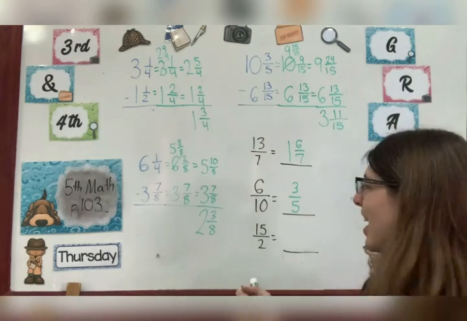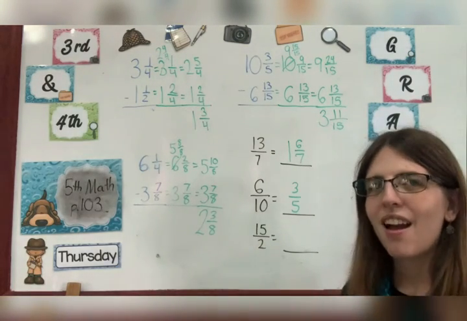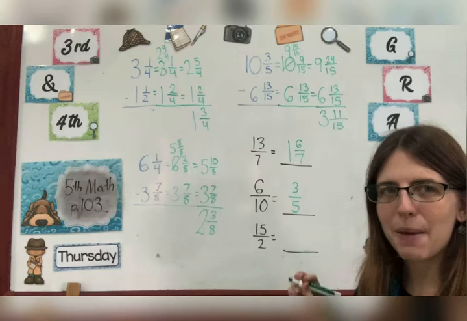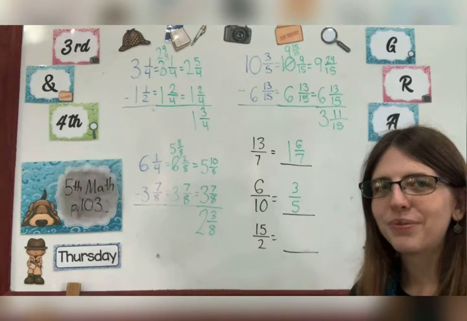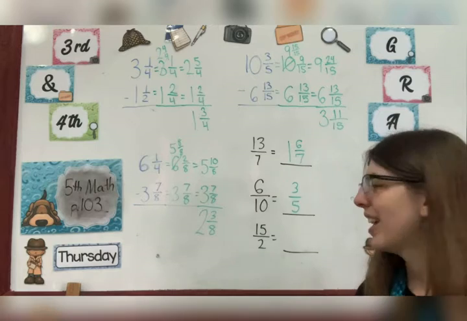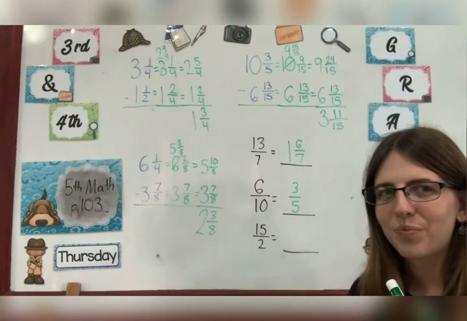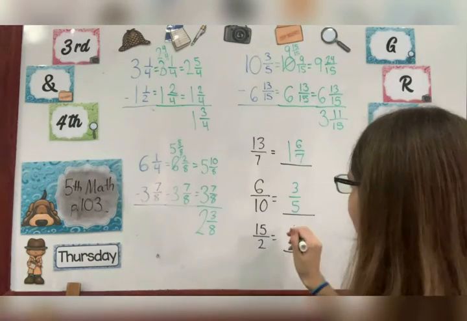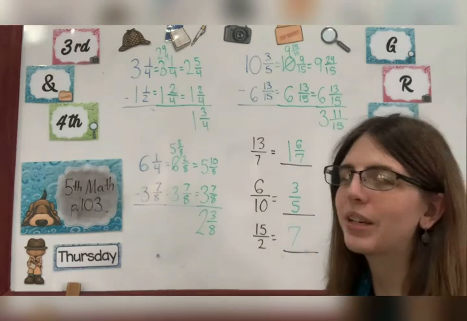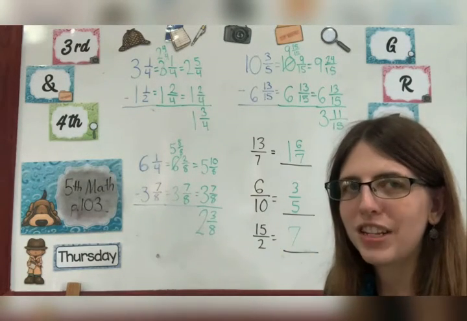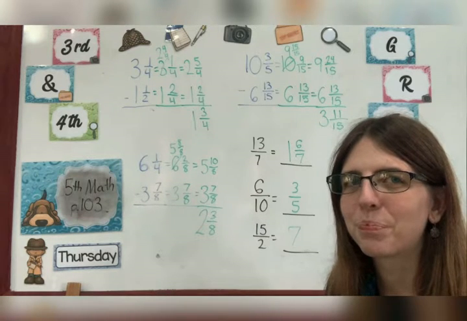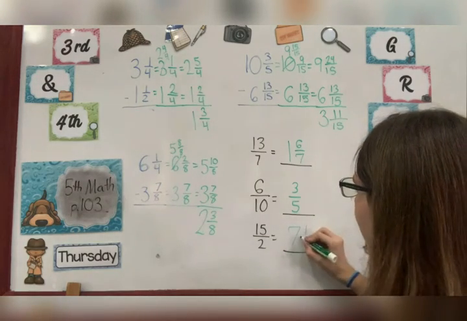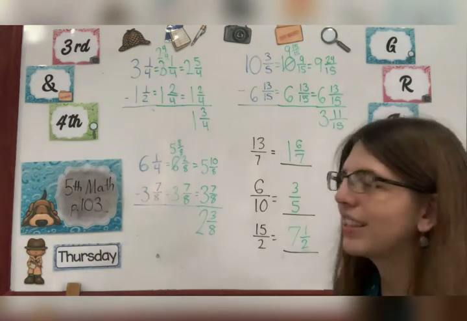Now I have 15 over 2. All right. Is this proper or improper? Improper, because the number on top is bigger. So what do I need to do? I need to divide. 15 divided by 2. How many times can 2 go into 15? 7. Very good. 7 times 2 is 14. 15 minus 14 is 1. That's our leftover. So our 1 goes in the top, and our denominator stays the same.